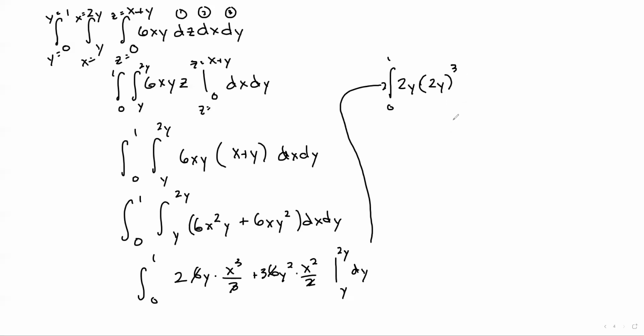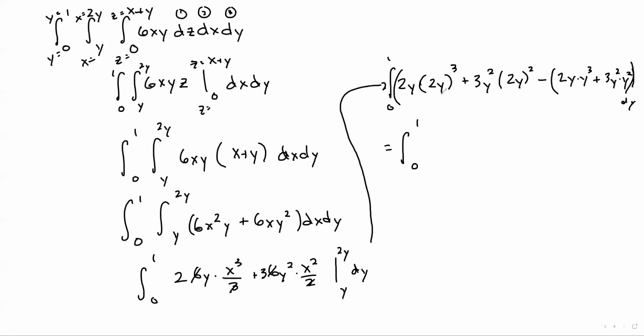All right, and then we're going to have 3y squared and then 2y squared. And then minus, and then we plug in y here, we're going to have 2y times y cubed plus 3y squared times y squared. And then all of that is dy. All right, and then we can go through and clean that up before we finish.